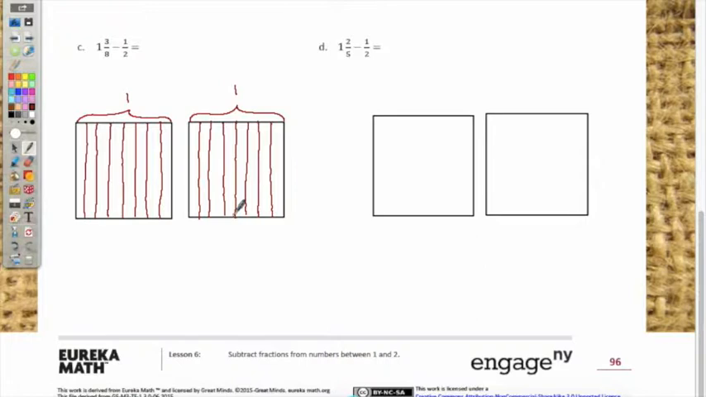Okay, now how many will I shade on my second box this time? 3. I'll shade this whole thing in, so that'll be 8/8. And then, well, what does it say? Oh, yeah. 3. So my bracket will stop at the edge of 3. 1 whole and 3/8.